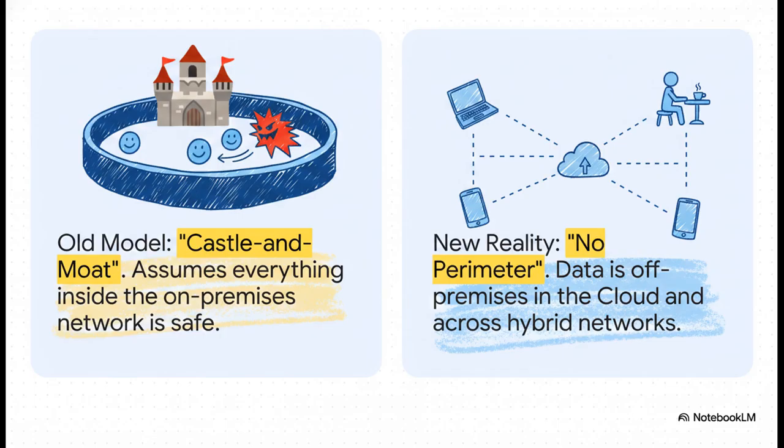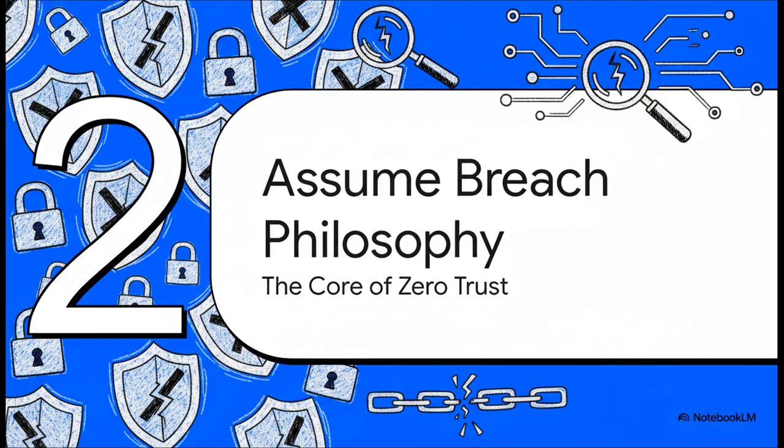For years, security was all about this castle and moat idea. You build a huge wall, a big firewall around all your stuff, and you just assumed that anyone and anything inside that wall was safe and trusted. But that model is totally broken now. In our new reality, once an attacker gets over that moat, they have free rein to run around the entire castle. So this new reality demands a completely new way of thinking. And that's exactly where zero trust comes in.